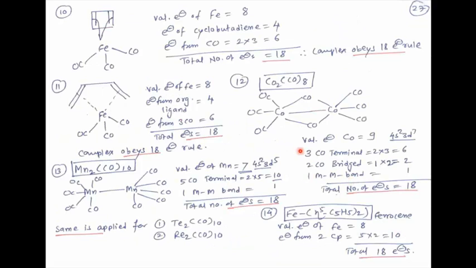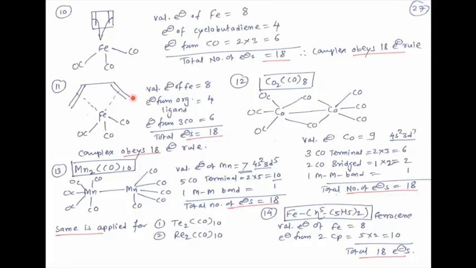Then see the next complex, this one. The structure is so. It contains the central metal atom iron. We know that 8 electrons are present, 4s2 3d6. Electrons from cyclobutadiene: the ligand is cyclobutadiene, it donates 4 electrons. And carbonyl donates 2 electrons, but there are 3 carbonyls, so the total number of electrons from carbonyl is 6. Do the total, 8 plus 4 plus 6, total number of electrons is 18. In this way, the complex obeys the 18 electron rule.